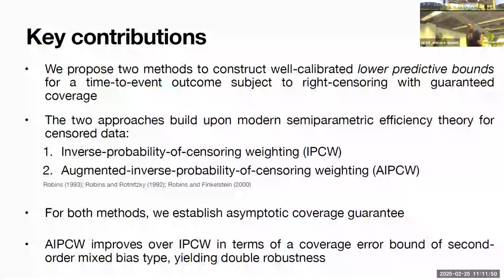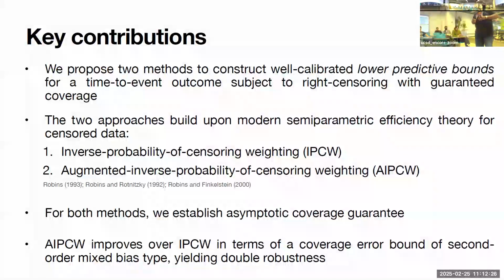This goes back to ideas from the early 90s by Robins and Rotnitzky and colleagues, whereby inverse probability of censoring weights are used to deal with potential selection bias due to censoring. For both methods, what we'll demonstrate is that, and we believe this is the best one can do, finite sample coverage guarantee is not attainable in this context because of the censoring mechanism. Okay, and so the most one can hope for is to establish asymptotic coverage guarantee in this context.